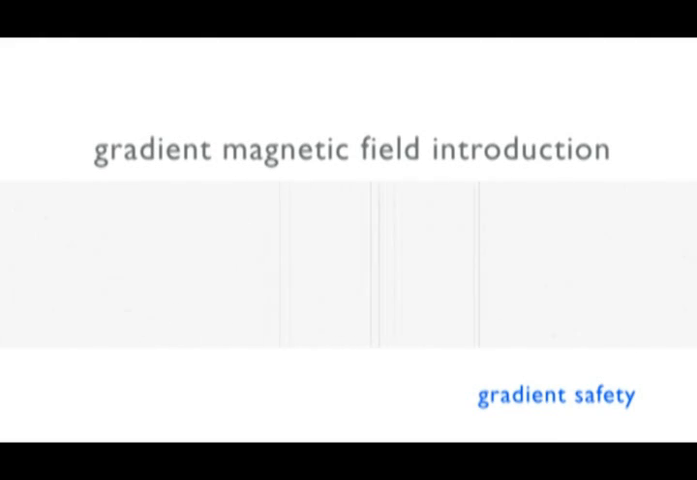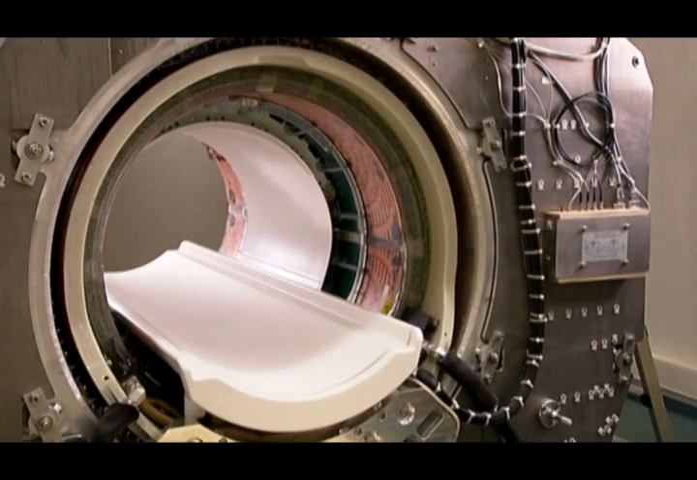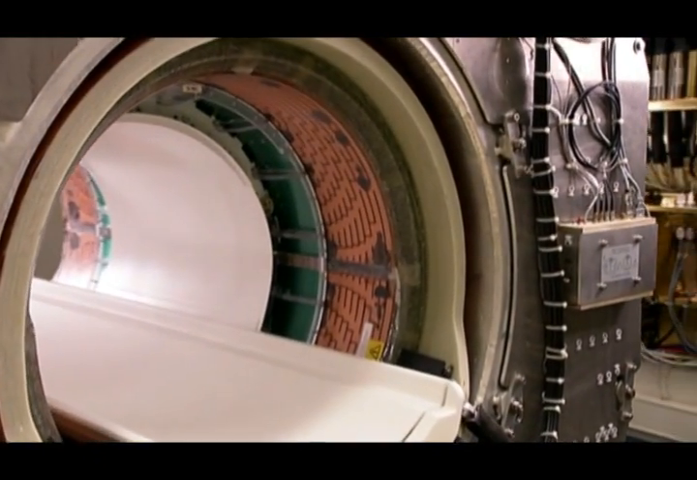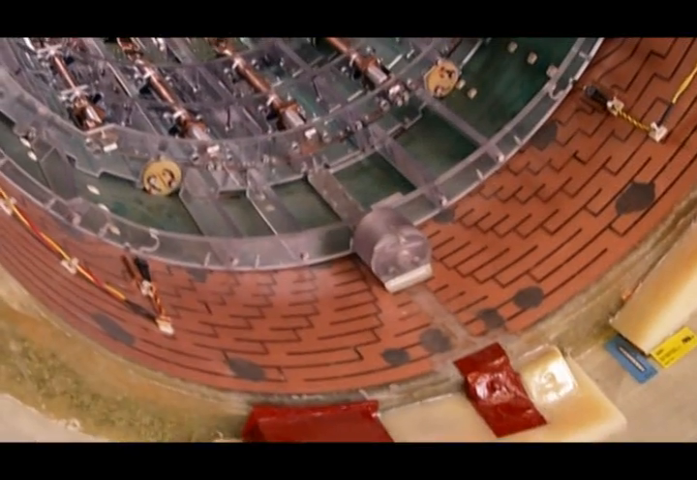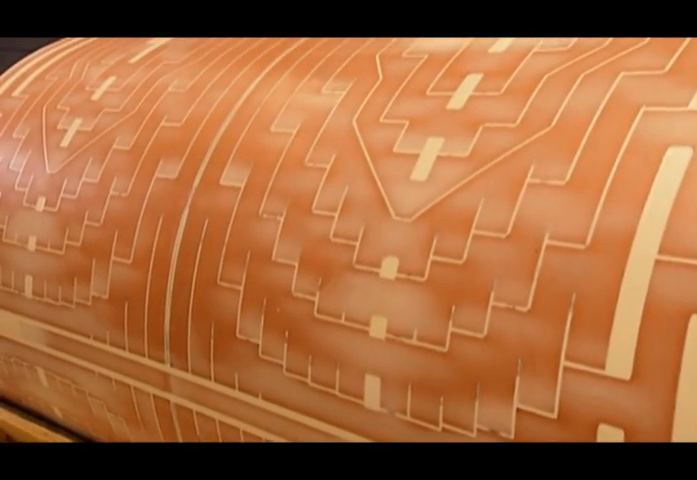Gradient magnetic field introduction. Every MR system includes a carefully designed set of gradient coils. The gradient coils create the switched gradient magnetic fields needed to determine the location of the RF signal emitted by the protons in the human body.